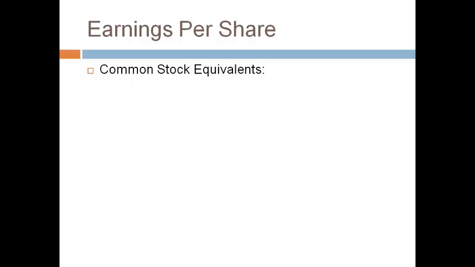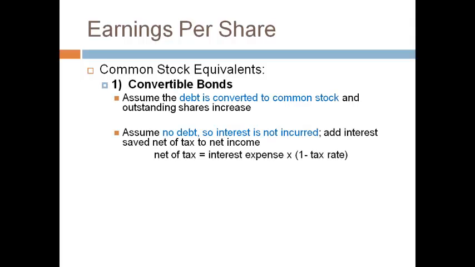There are 4 common stock equivalents that we will discuss in this class. Diluted EPS assumes that each of these common stock equivalents are converted into common shares. The first one we will discuss is convertible bonds. Bonds are debt with interest expense. Convertible bonds can be repaid with common stock instead of cash. We will assume the convertible bonds are converted into common stock and the debt is repaid. The debt will no longer exist and interest expense will not be incurred.